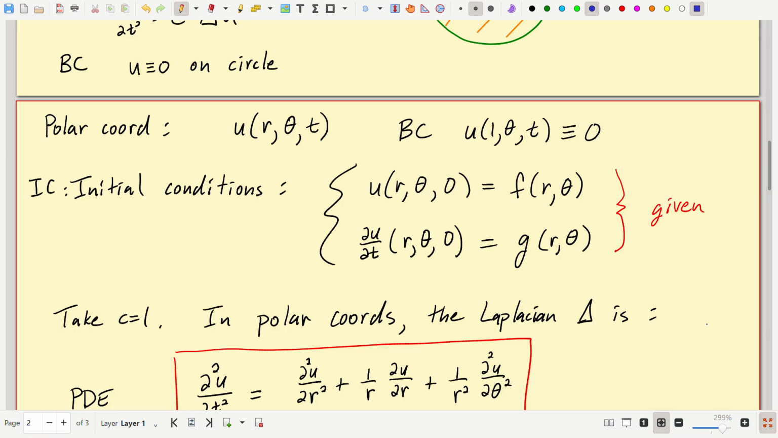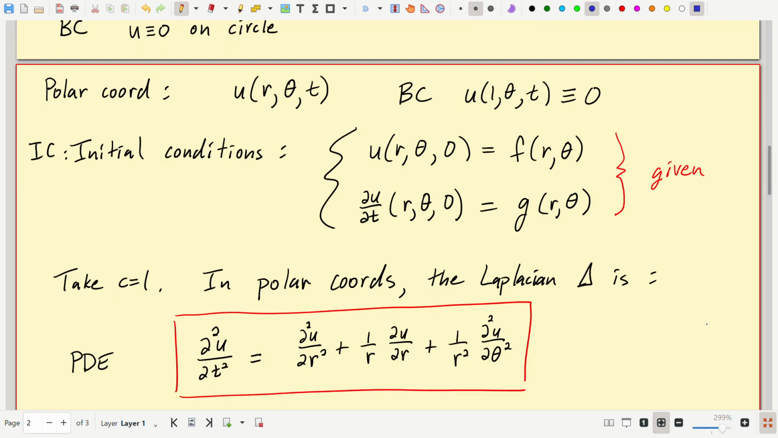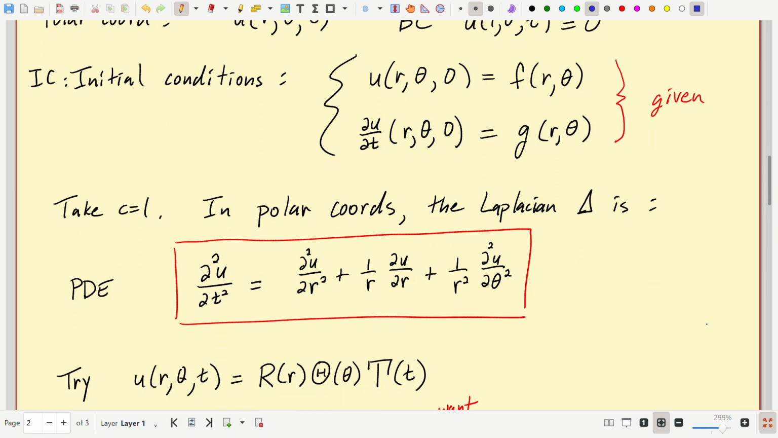So if I plucked the membrane, which would be kind of a weird thing to do, then I could make the g be 0 and just have an initial position. But normally with a drum, you whack it with something. So those are given functions, the f and the g. I took c to be 1, so I won't have to keep dropping it from my equations. And there it is, the wave equation in polar coordinates.